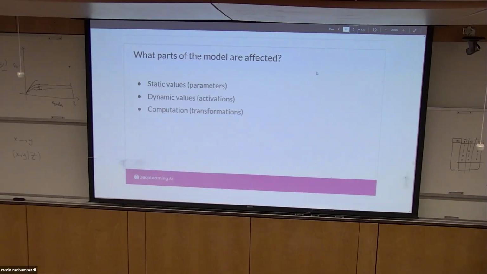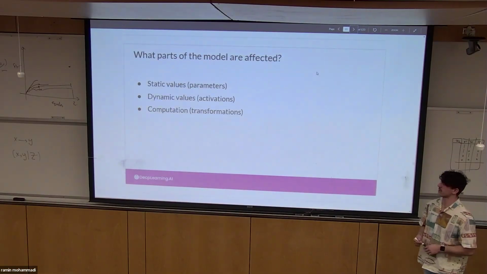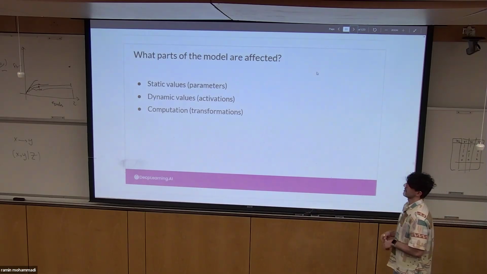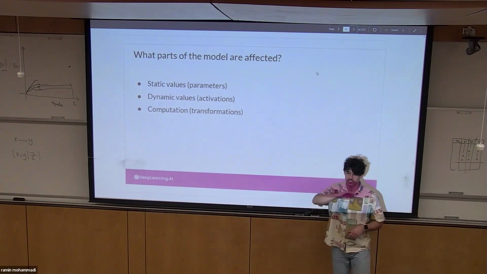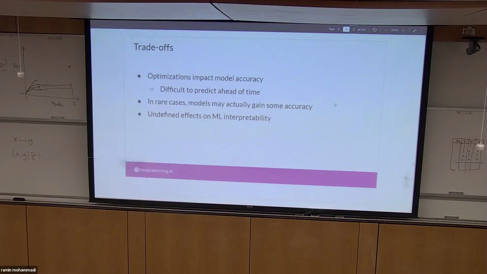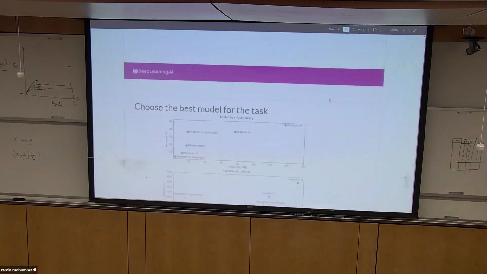Now, what parts of the model in a neural network do we quantize? We quantize the static values, we quantize the dynamic values, and the transformation, the computation in the graph that you see, we are quantizing those. Now, there is again a trade-off: the model accuracy will drop, and in certain cases, again, there has been improvement.